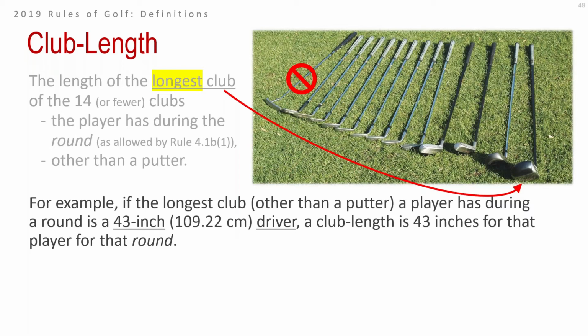And just as an example there, if the driver is 43 inches, the club length is 43 inches for that round, just kind of explaining what we mean by you're entitled to all of the length of the driver when you're taking relief.